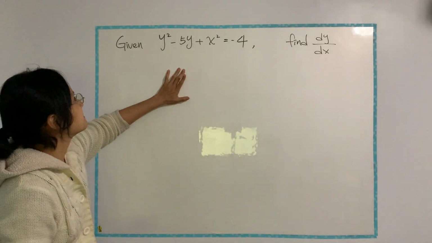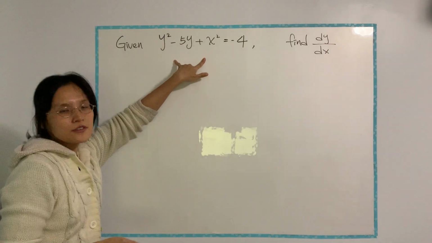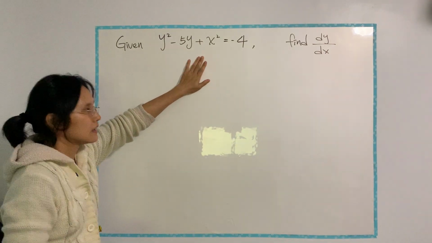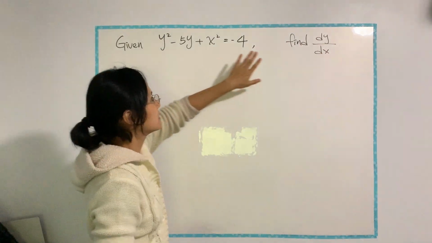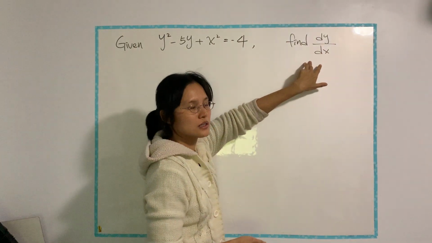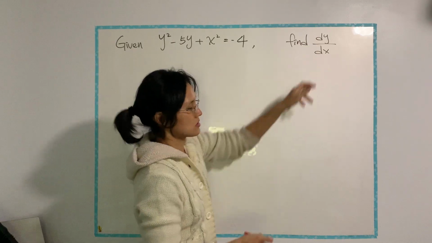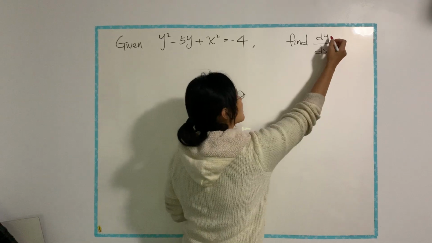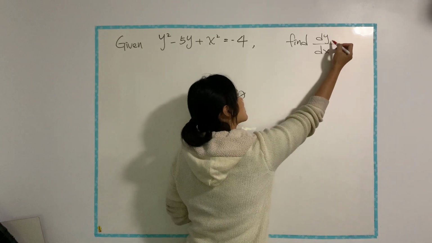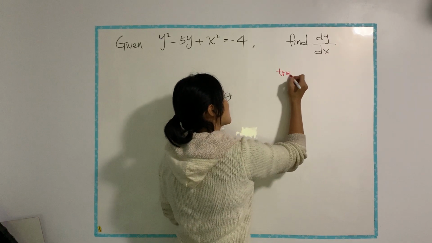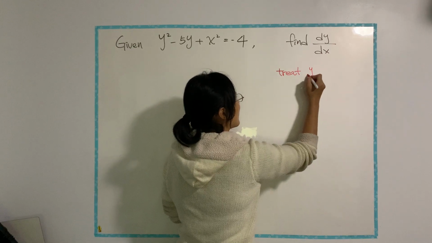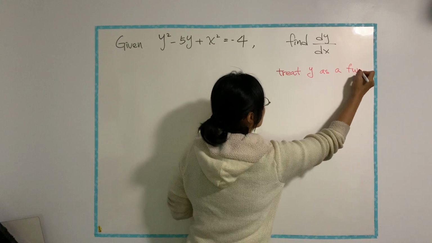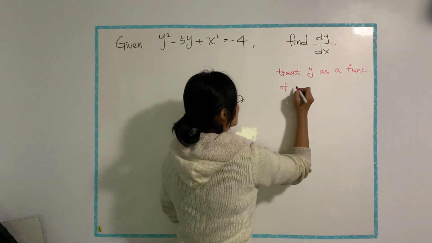Let's look at this problem. For a given function involving both x and y, the question is: find dy/dx. So for dy/dx, you are supposed to treat y as a function of x.